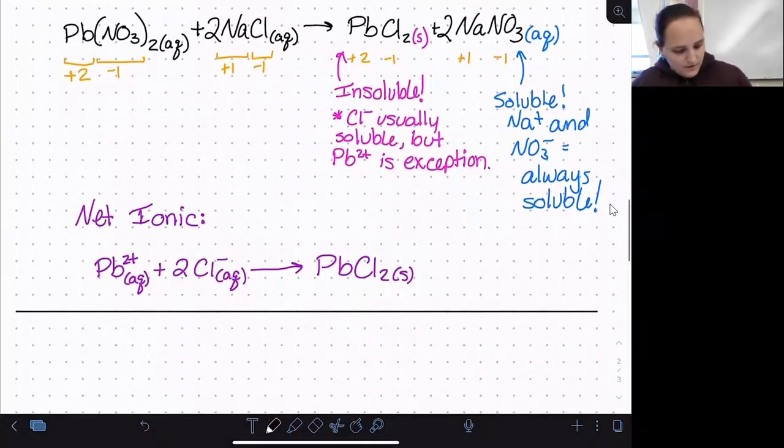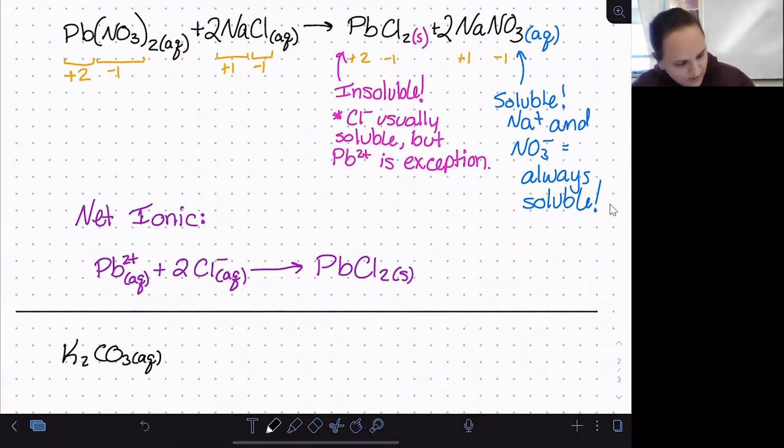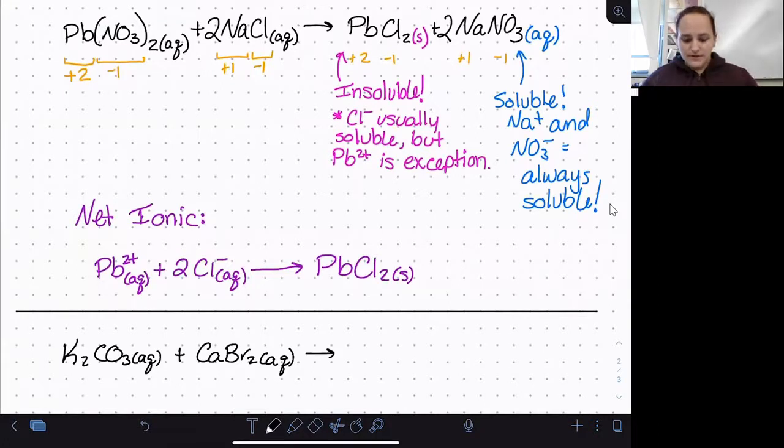So we can apply this same process to one more example. Let's see if we can go through the same thing for potassium carbonate and calcium bromide. So go through that same process we just did for the first example: completing the reaction, balancing it, identifying each product as soluble or not soluble, and then writing the net ionic to show the formation of that precipitate.